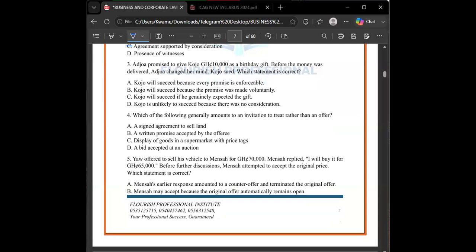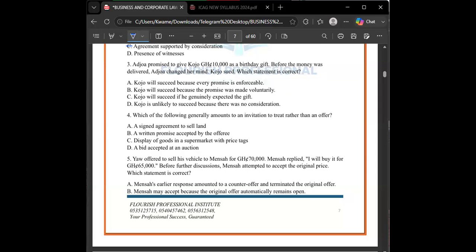Ada promised to give Kojo 10,000 dollars as a birthday gift. Before the money was delivered, Ada changed her mind. Kojo sued. Which statement is correct? Kojo will succeed because every promise is enforceable. Kojo will succeed because the promise was made voluntarily. Kojo will succeed if he genuinely accepted the gift. Kojo is unlikely to succeed because there was no consideration.